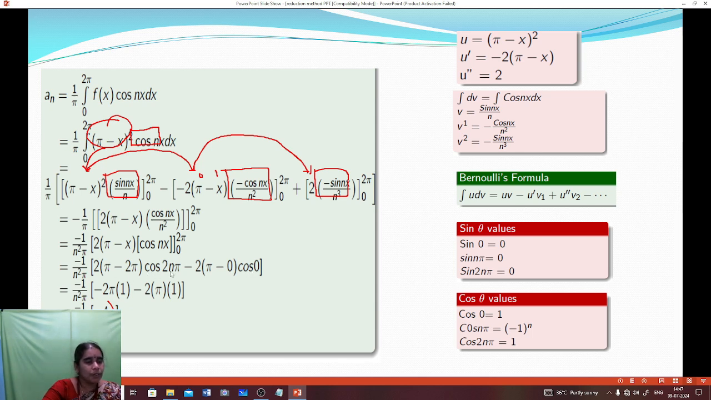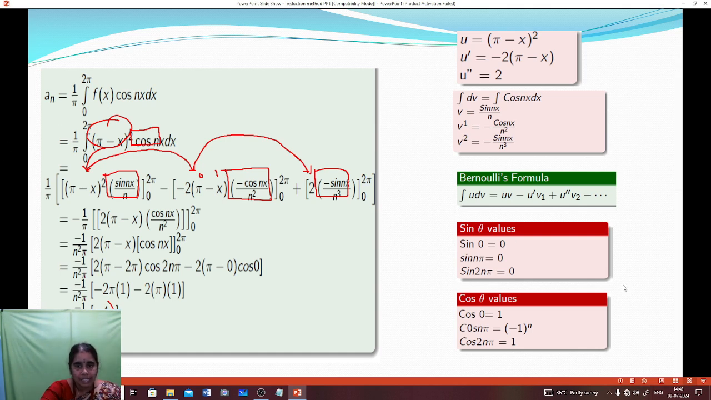We know cos of even multiple of pi takes the value as plus 1. So put a plus 1. Cos 0 plus 1. And solving this, pi minus 2 pi takes the value of minus pi. On combining this, we just get minus pi into 2, minus 2 pi into 1, minus 2 into pi into 1. On solving this, we just get minus 2 pi on adding minus 4 pi. Next, here too we are having pi. On cancelling the pi, we just get 4 by n square alone. This is our value for our an.